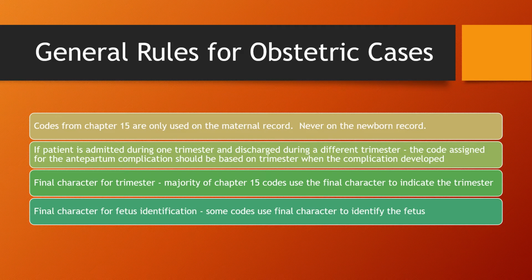If the patient is admitted during one trimester, but discharged during a different trimester, the code assigned for the antepartum complication should be based on the trimester when the complication developed. So if the patient was admitted for a complication during the first trimester, but discharged during the second trimester, then you would code for the first trimester. The final character indicates the trimester in the majority of the Chapter 15 codes. The final character for fetus identification is also a possibility on some of the codes where fetus identification is necessary.